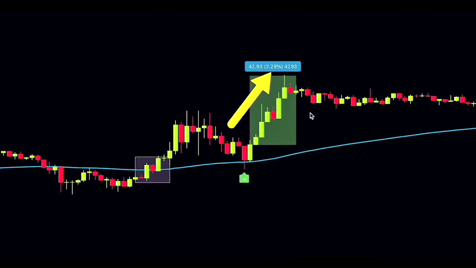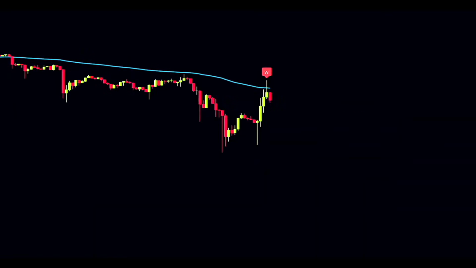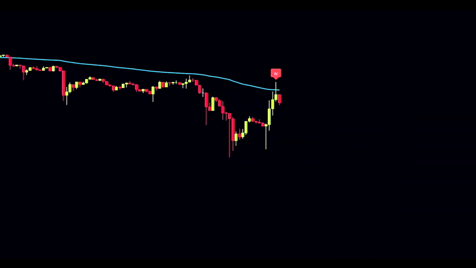Here's a quick test for you. Look at the sell signal. Based on the rules we've covered, do you think it's valid? Take a second to decide. If you said yes, you're correct. The criteria are all in place.